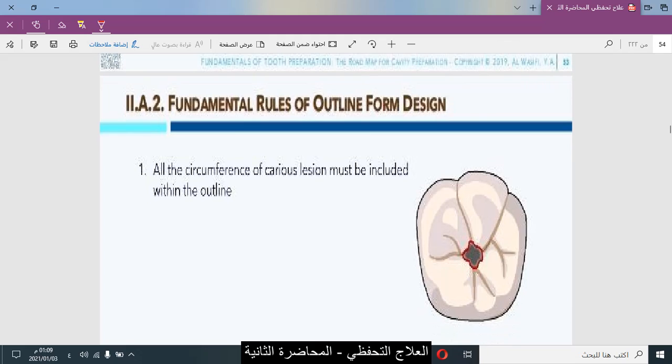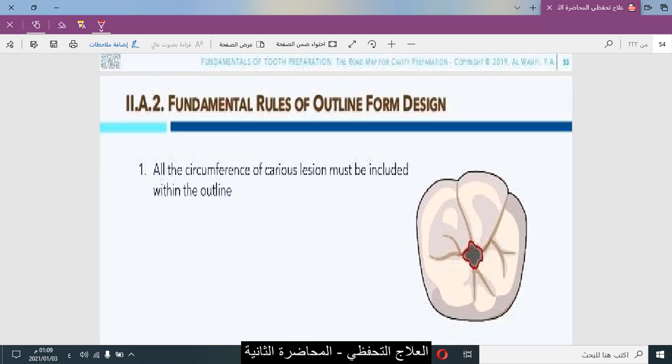Here, this is the caries lesion, so we have to remove it. We do the outline, which depends on the caries. If the caries is not reaching here, the outline will end here. If the caries reaches here, we end the outline here. So we end the outline depending on the extent of the caries. And then we make the retention and resistance form so the restoration can withstand the forces and not be distorted. So the caries lesion must be included in the outline.